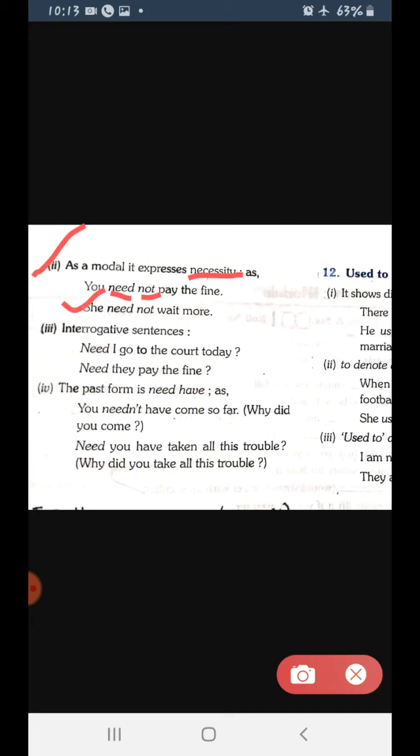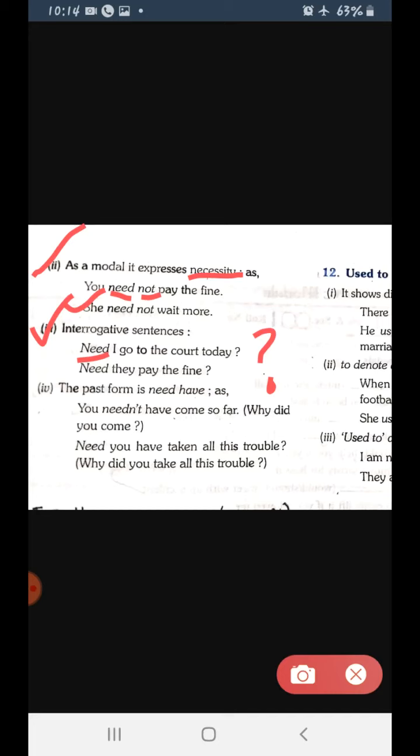Next example, she need not wait more. That means she does not need to wait anymore and she may go now. Clear? Next, point number 3. In interrogative sentences, need I go to the court today? When we talk about interrogative sentence, we start with need and then end in a question mark. Need I go to the court today? That means, do I need to go to the court today?